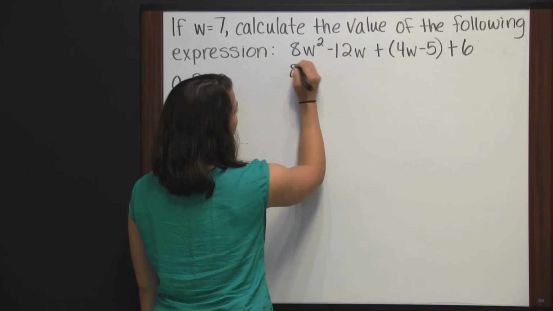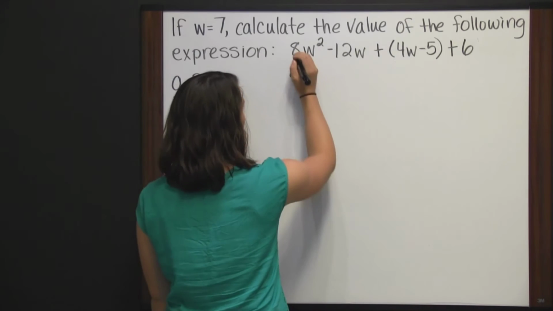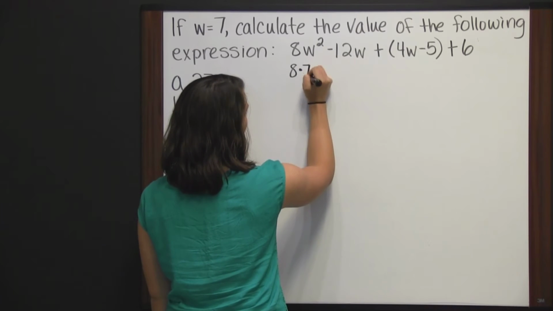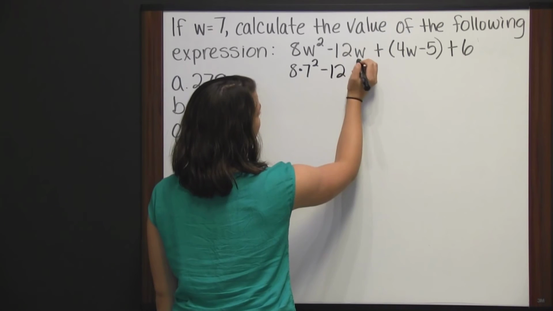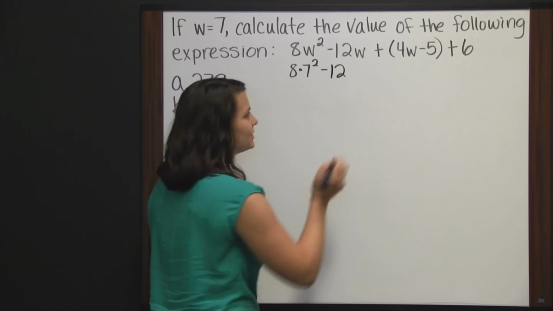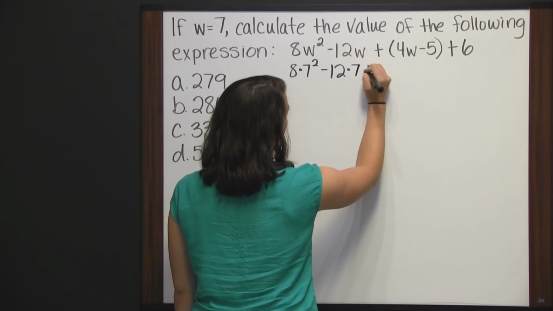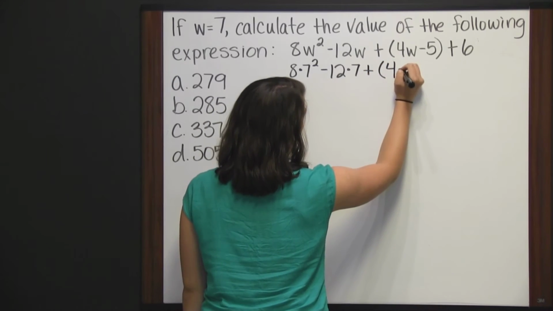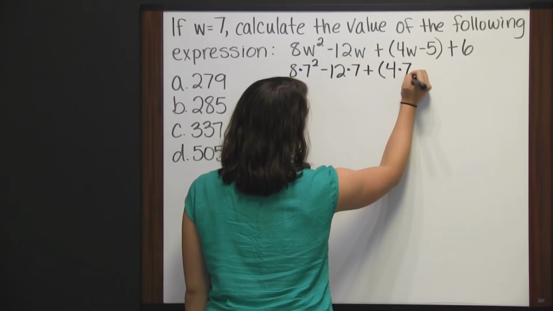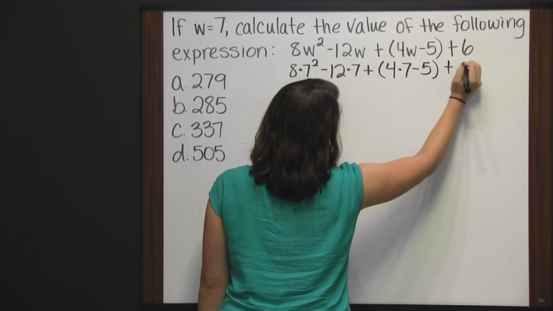So we start by bringing down the 8. We're going to replace W with 7, so it's 8 times 7 squared minus 12. Again, replace W with 7, so times 7 plus, bring down the parentheses, 4 times W, or times 7, minus 5, plus 6.